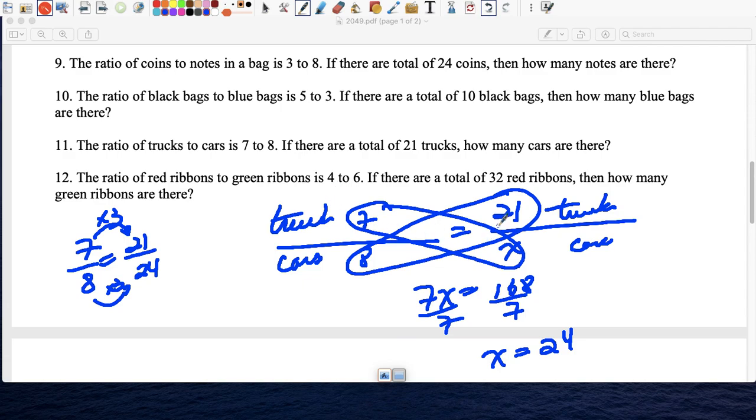Cross multiplication is just a shortcut. There is a short way to find a common denominator and then get rid of the denominators. So it is just a shortcut.